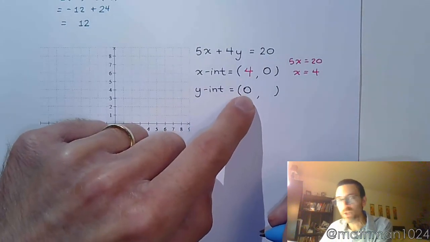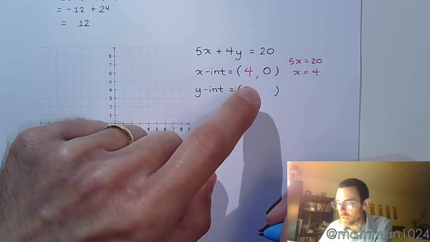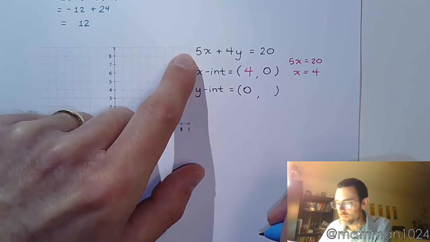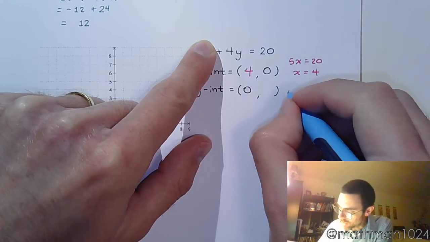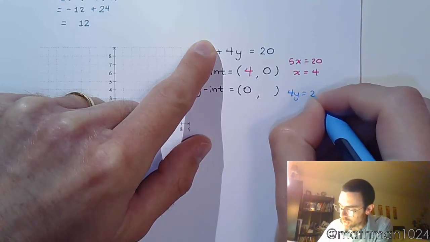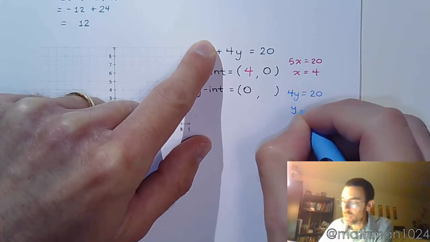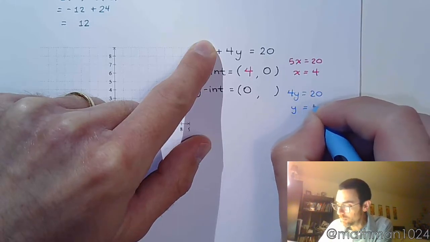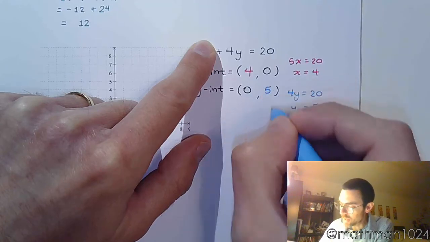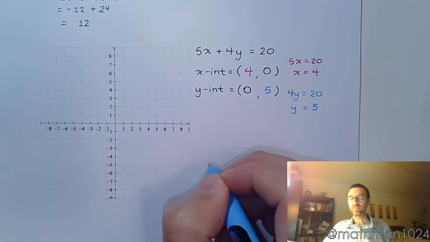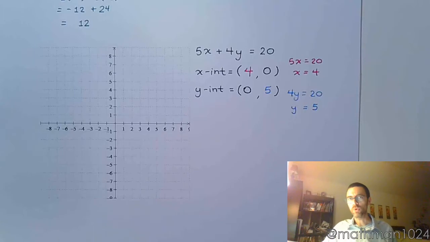And you have something very similar going on here with the y-intercept. When x is 0, 5 times 0 becomes 0, so he goes away, and we have 4y equals 20, which means y, when you divide by 4, is 5. So you can complete the ordered pair, and you have 0, 5. Now taking those two ordered pairs will help us get everything else we need for this graph.